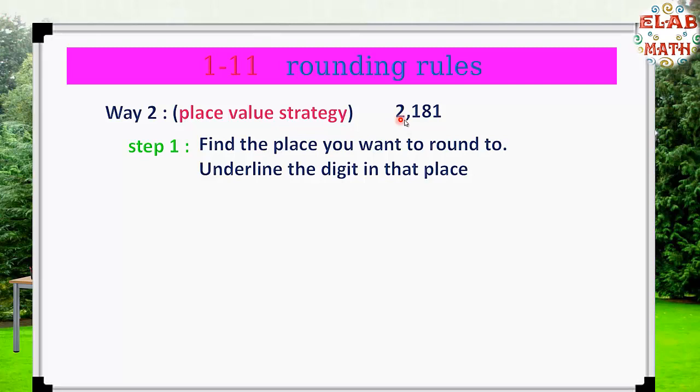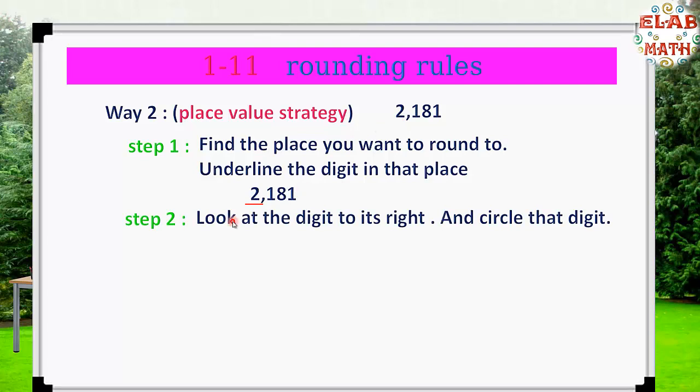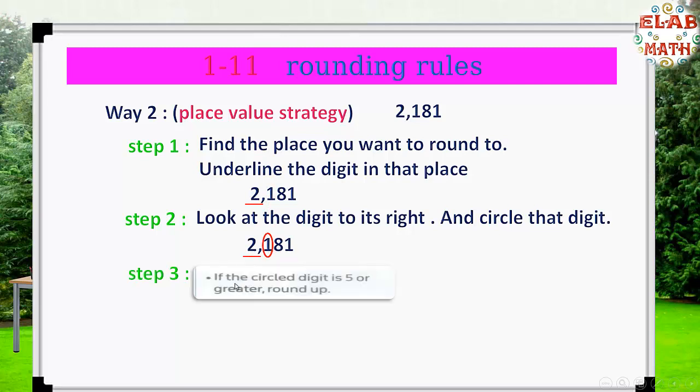After that, underline this digit. You should put a line under the digit in this place. This is the first step. Second step is what? Look at the digit to its right. We have digits on the right side. You look at the first digit to its right and circle this digit like this. We should circle 1.